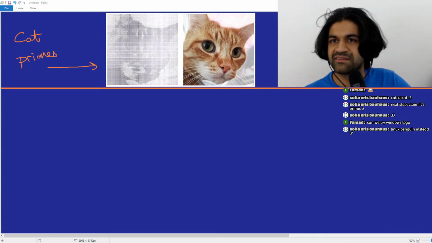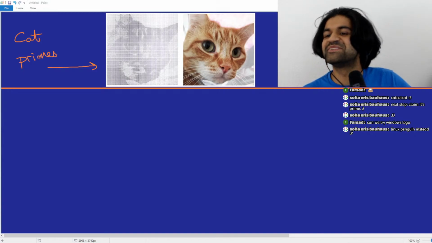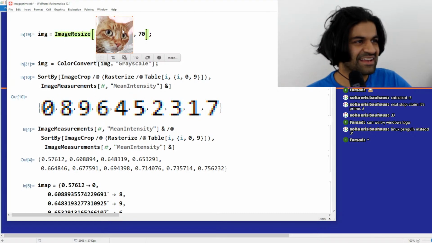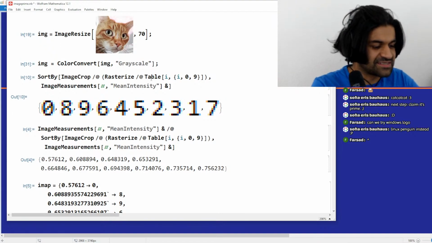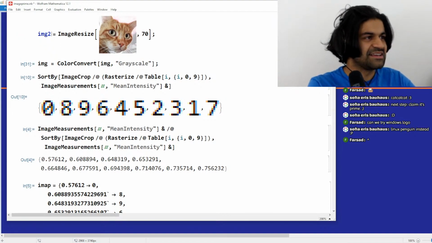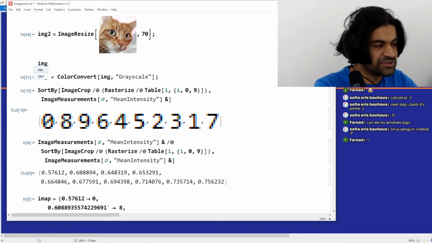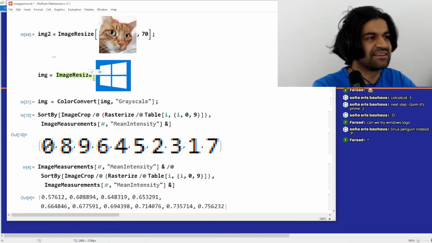Okay, I have copied the Windows logo for you, and okay, I'll do Linux as well. I don't want anyone to come at me after me with pitchforks or whatever. But here, I don't want to lose my cat, so I'll save my cat as image 2. Then I'll resize the image to 70 by 70, the Windows logo.